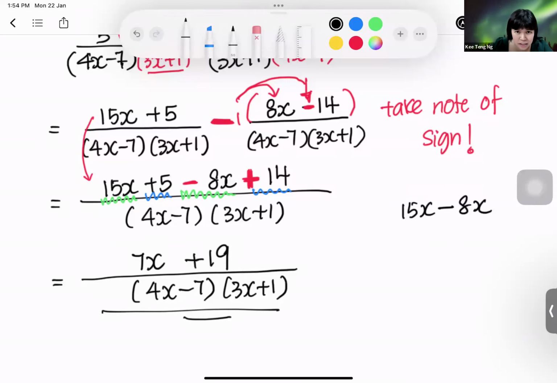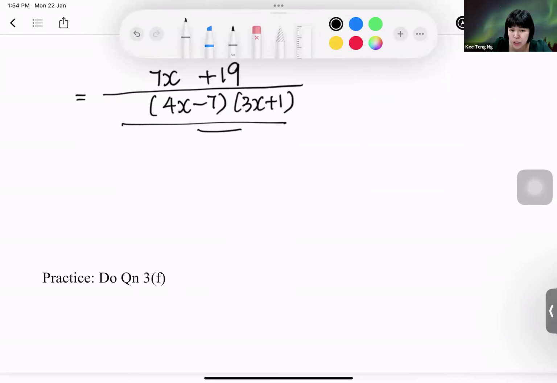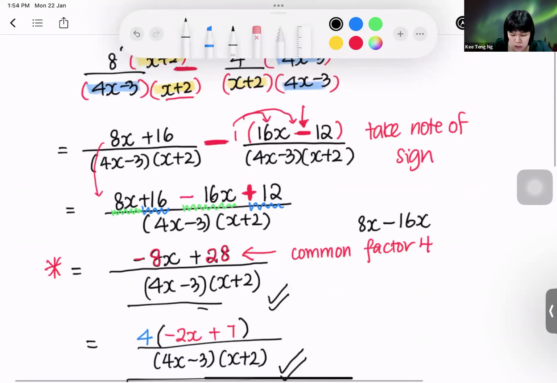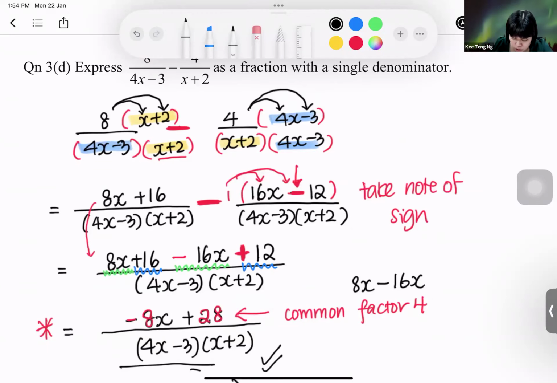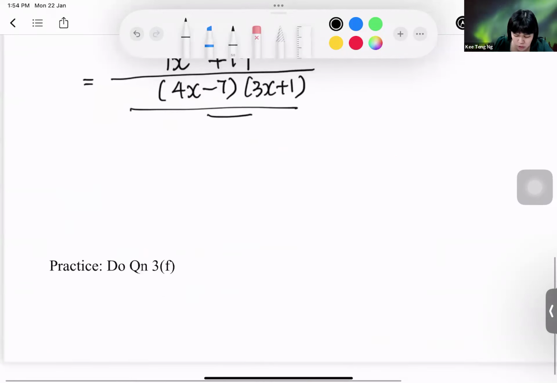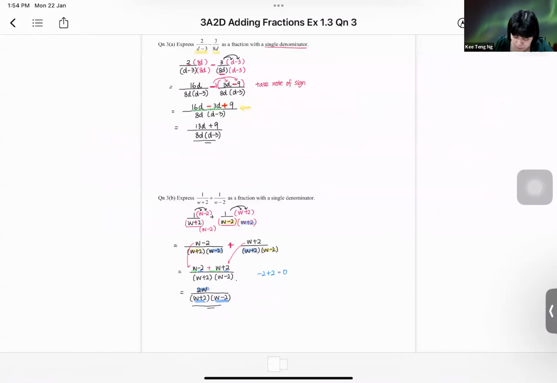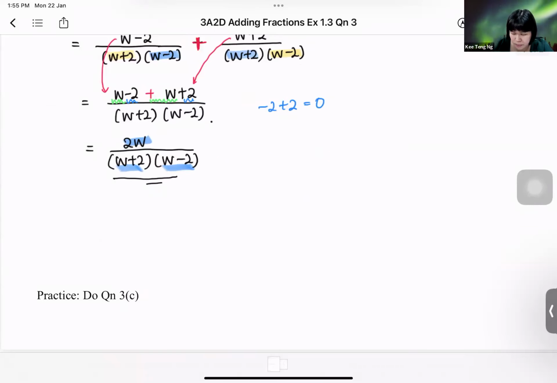Have you gotten the answer? Now your turn. Please do question 3F. Hand up your exercise book to the teacher at the end of the day, and please put in my pigeonhole number 51. So complete question 3C, 3F. Right, that's all for the day. See ya.